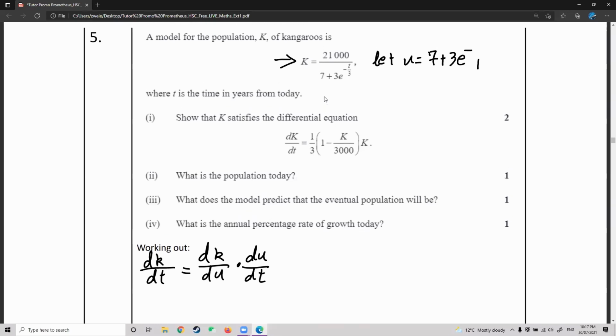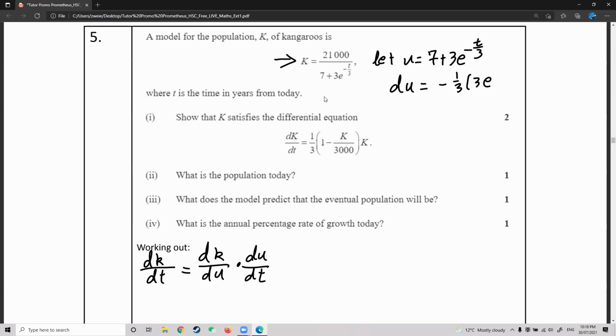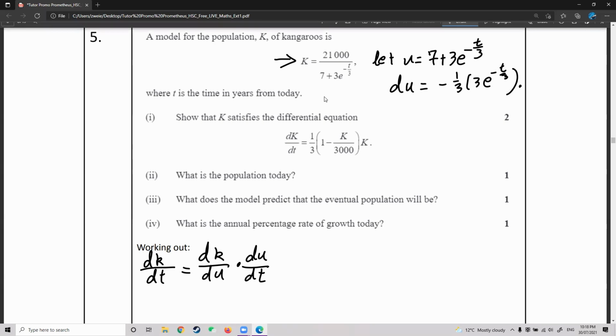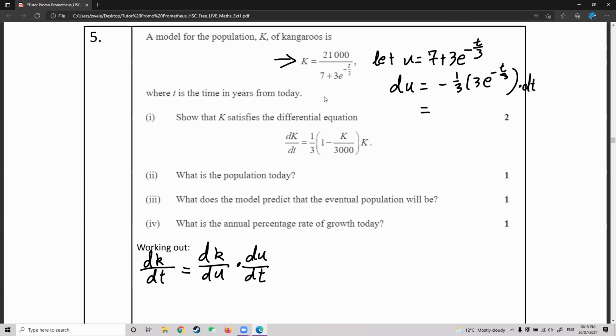It's a bit hard for me to write. Right, minus t on 3. Okay, so my du will be negative 1 on 3, 3e minus t over 3 times dt. So what I get is minus e minus t on 3. This is just my du on dt, or instead of putting the dt on the other side.